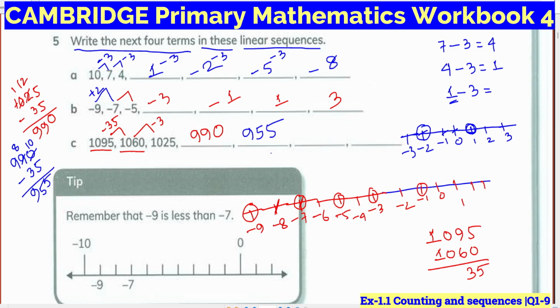What next? Minus 35. 955 minus 35. Here is a 0. 5 minus 3 is a 2. And then 9. So 920. And what next? 920 minus 35.